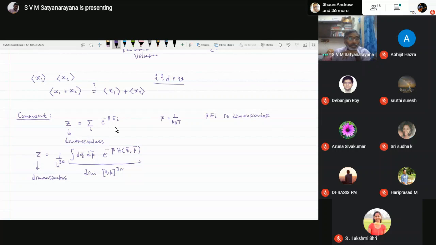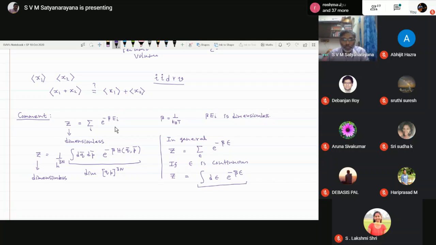So in general, if you have a partition function which is given by a sum over, you can even say distinct energies, epsilon, e to the minus beta epsilon, and if epsilon is continuous, then if you want to write down this Z as integral over d epsilon into e to the minus beta epsilon, now what happens if you do that? This integral will have dimension of energy.